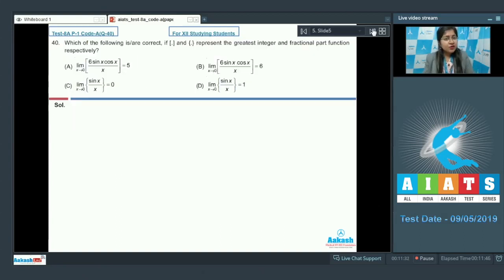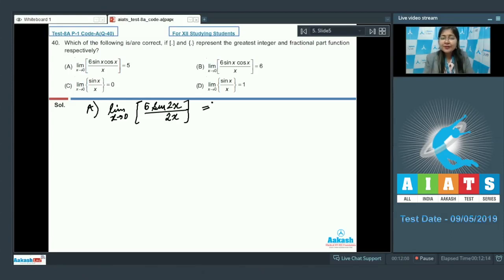Next is question number 40, a very short and sweet question. So let's solve it. Which of the following is correct? Right. So let's go option by option. Option number A says the limit of x tending to 0. Here we can write it by multiplying 2 in the numerator and denominator. We will get 6 times sine 2x divided by 2x.